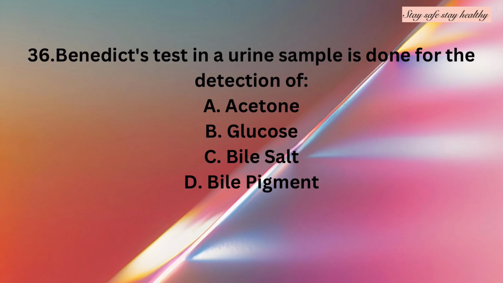Benedict's test in a urine sample is done for the detection of A acetone, B glucose, C bile salt, D bile pigment. Have you guessed the answer? Yes, it is an easy answer. It's B glucose. Benedict's solution is a chemical reagent that detects the presence of reducing sugars such as glucose in urine. It's a deep blue alkaline solution made of sodium carbonate.